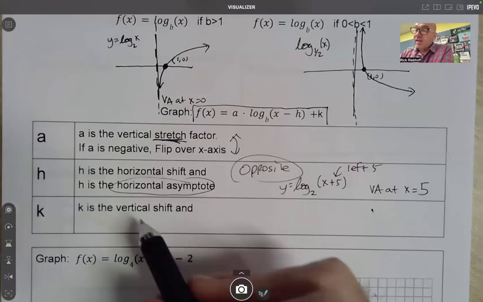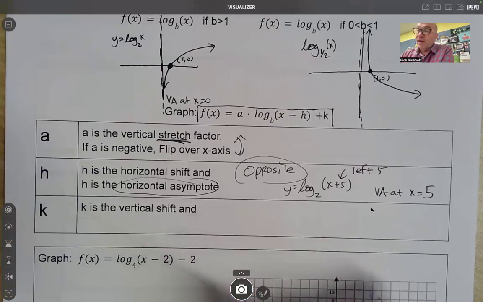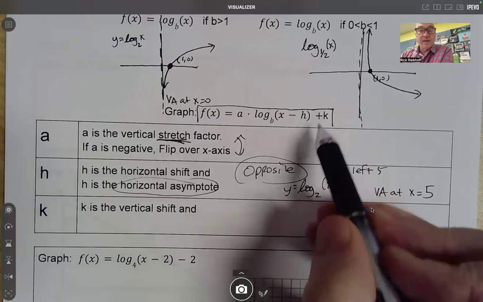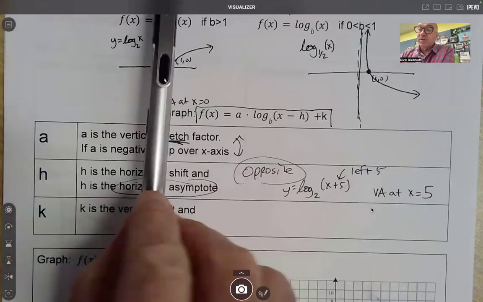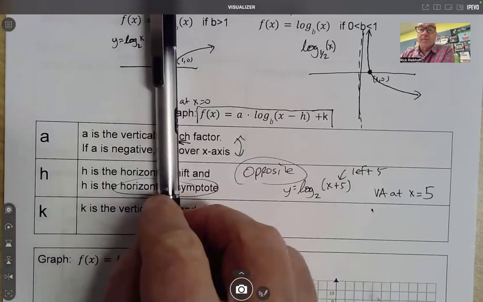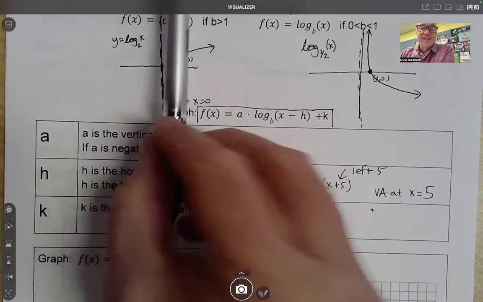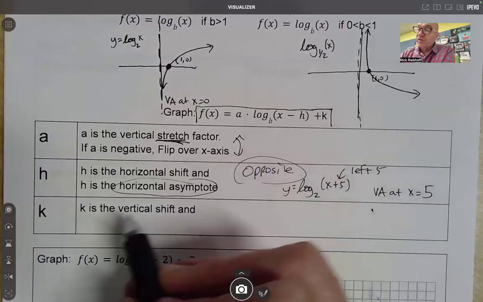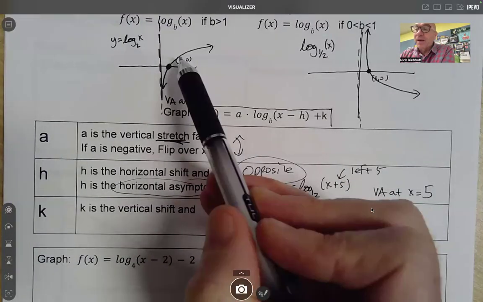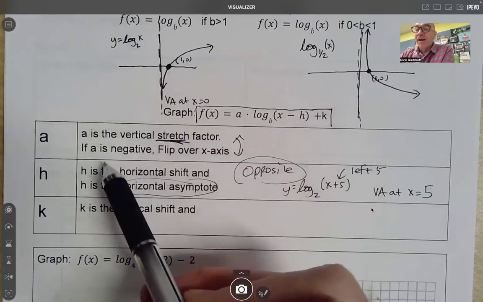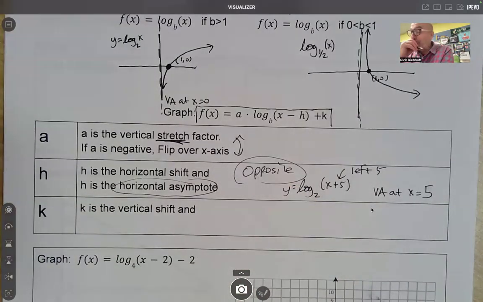All right. K is vertical shift, so that's moving up and down. So if this is plus 3 at the end, we move everything up 3. Now, that doesn't affect your vertical asymptote, because if everything moves up 3, it stays in the same place, right? So same things we've been always doing, right? We just need to know what the parent function looks like, apply our transformations, and we should be good.